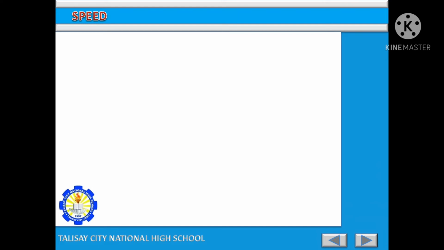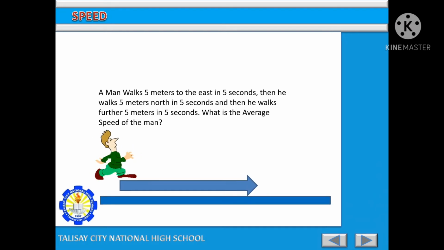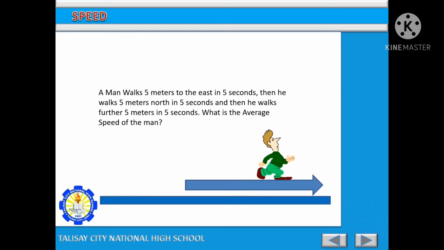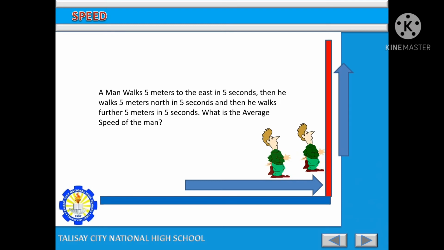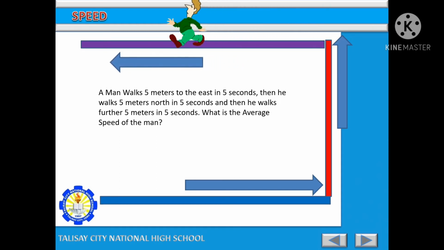Sample problem number 3 will show us that in calculating the speed of a moving object, it doesn't require direction. A man walks 5 meters to the east in 5 seconds. Then he walks 5 meters to the north in another 5 seconds. And then he walks a further 5 meters to the west in another 5 seconds. What is the average speed of the man?